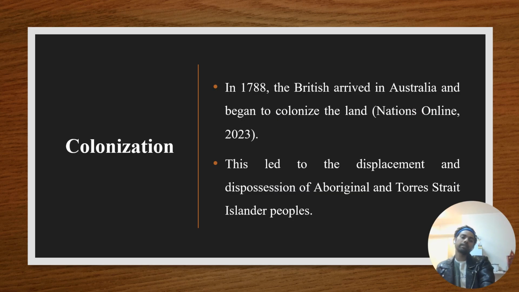To the next slide, colonization. In 1788, the British arrived in Australia and began to colonize the land, which led to the displacement and dispossession of Aboriginal and Torres Strait Islander peoples. So this is some information about the colonization, when the British arrived in Australia and began to colonize.